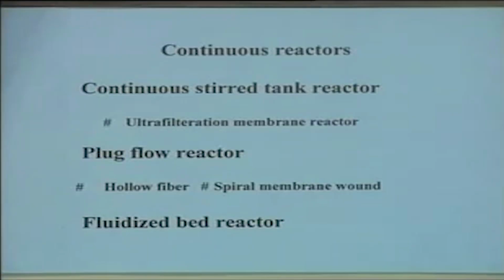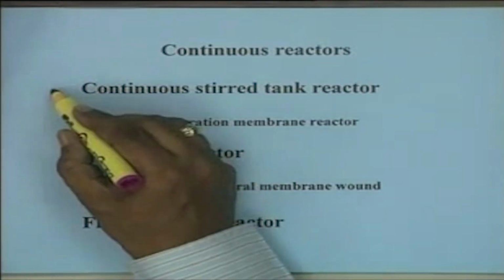The second category, and probably the one of more significance to us in the case of immobilized enzyme systems, is continuous flow reactors, because one of the major purposes of immobilizing enzymes is to use them in continuous mode or repeated mode. Of course you can use batch reactors also in repeated mode, but more conveniently immobilized enzymes can be used in continuous reactors. Now, three major classes of continuous reactors are listed here.